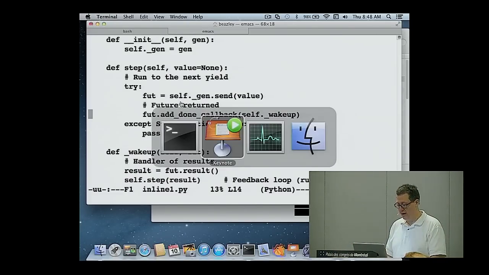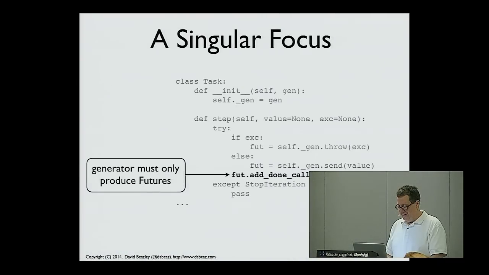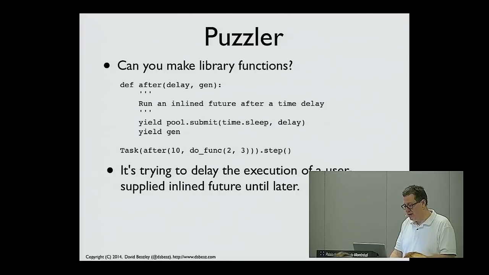So in some sense, it's just this one-trick thing where it only works if a future comes back. So you run the generator, you attach a callback function. That's the only thing that's going on with that. And the reason that you might care about that is you might start thinking about things like, well, could I write library functions with this whole weird little trick that I'm doing, right?